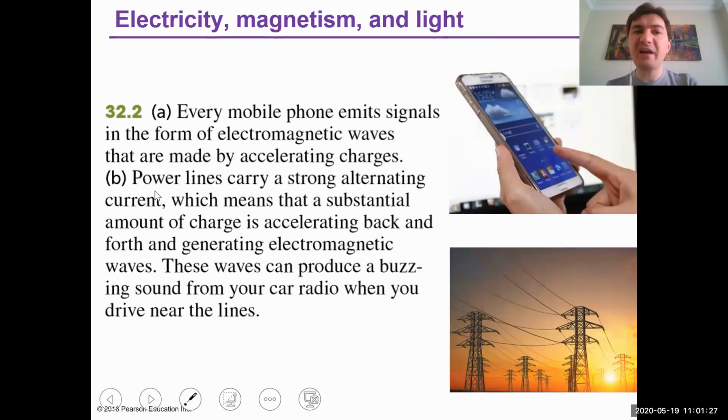So every mobile phone emits signals. I mean, you send a message and you take messages, you call someone and you receive calls, right? So how to do that? We emit signals and we receive signals in the form of electromagnetic waves that are made by accelerating charges within the mobile phone. How to do that? How to accelerate charges within the mobile phone?